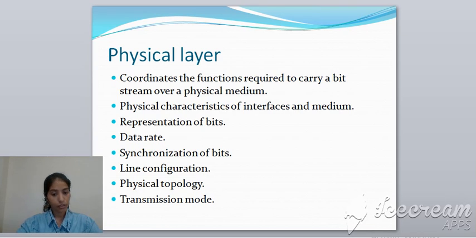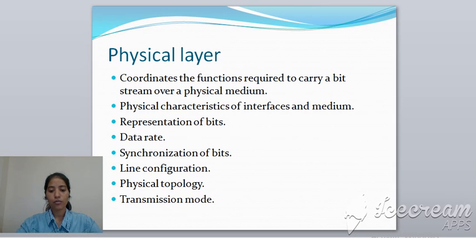Next is physical topology. The physical topology defines how devices are connected to make a network. Devices can be connected by using a mesh topology, a star topology, a ring topology, a bus topology, or a hybrid topology, that is a combination of two or more topologies.